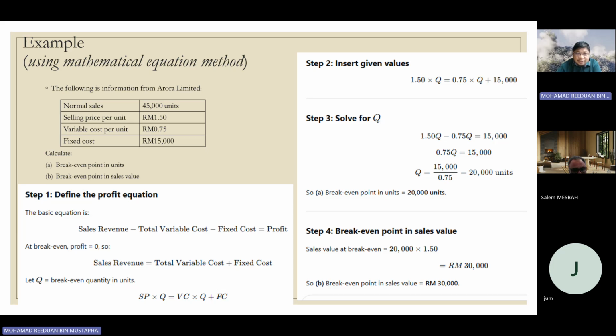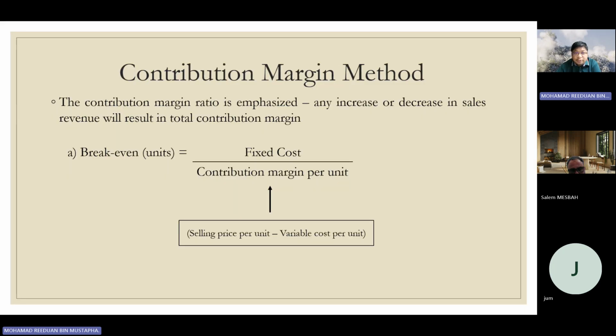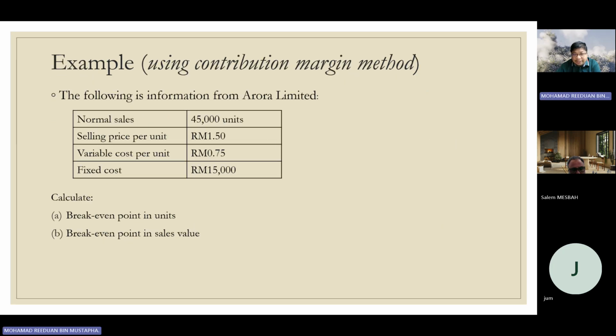So the second one is the contribution margin method. This is what I already explained previously, because this uses these formulas. You need to find out the contribution margin per unit. The formula for the contribution margin per unit is the selling price per unit minus the variable cost per unit. You need to know these rules. Then start to calculate the unit contribution margin or contribution to sales ratio.